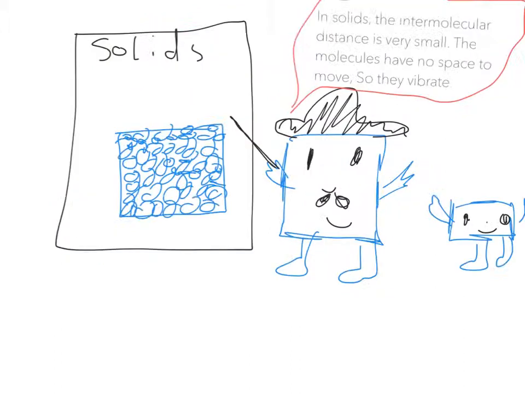Follow me. In solids, the intermolecular distance is very small. The molecules have no space to move, so they vibrate. And this is how the molecules in the solid should look like. So they have very little space to move, and they only vibrate.